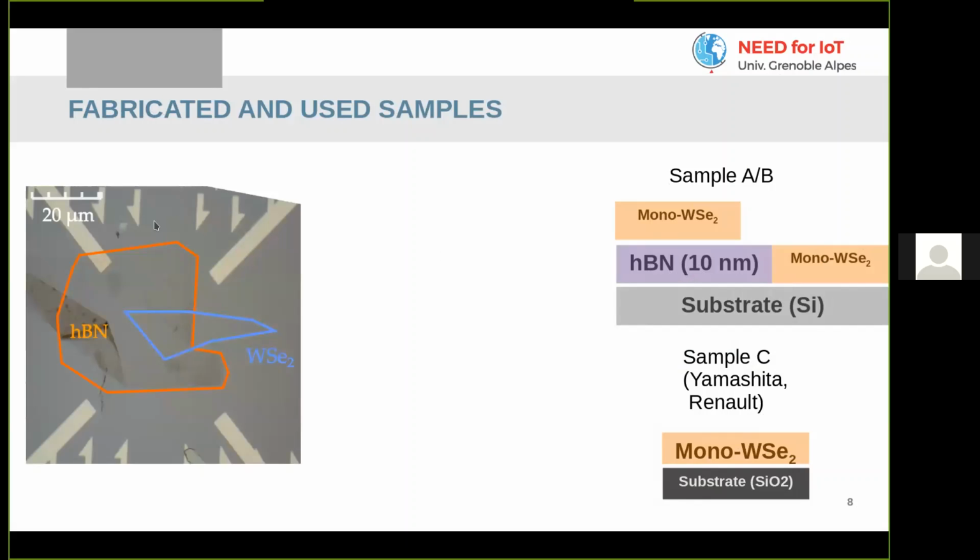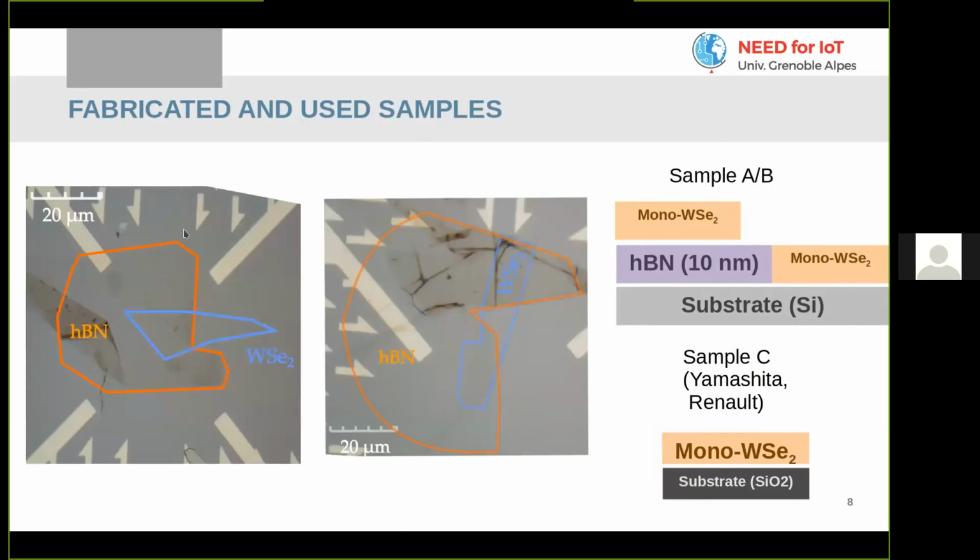This is what optical microscopy images of these samples look like. So we have the Si with different markers to find ourselves. Because this is in the micrometer scale, we need those markers. And then we have our hBN layer, and I put WSe2 on top. And in both cases, the WSe2 touches both the hBN, but also the silicon substrate directly.